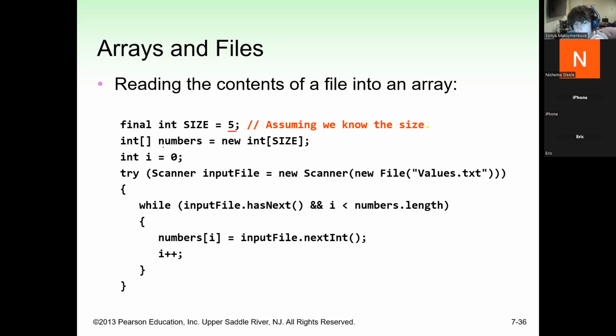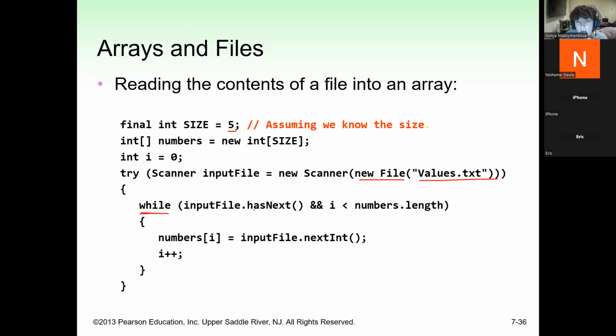We're creating our array of numbers that can store up to 5 elements, and then we are trying to open our file with Scanner. Right here, we are opening our file called values.txt, and we are opening this file for reading. Then after we open our file successfully, again, we're assuming that we opened our file successfully, we have our while loop right here.